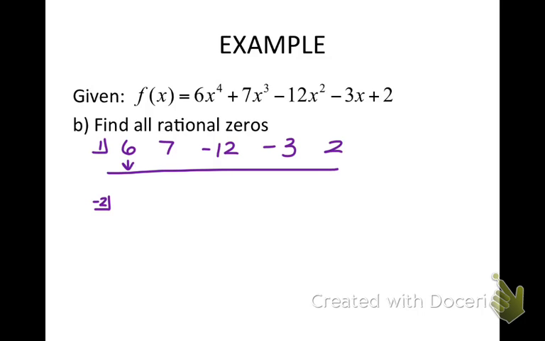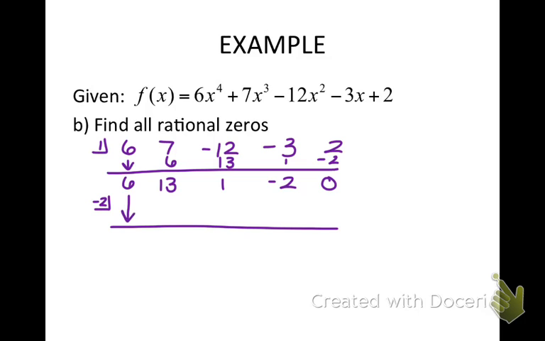Work through that, bring down the 6. It's always your first step. 1 times 6 is 6. 7 plus 6 is 13. 1 times 13 is 13. Adding makes 1. 1 times 1 is 1. Adding makes negative 2. Negative 2 times 1 is negative 2, so now we get 0. Don't even put your x's in, because I know I had a quartic, I need to do 2 synthetic divisions. So now let's do it one more time.